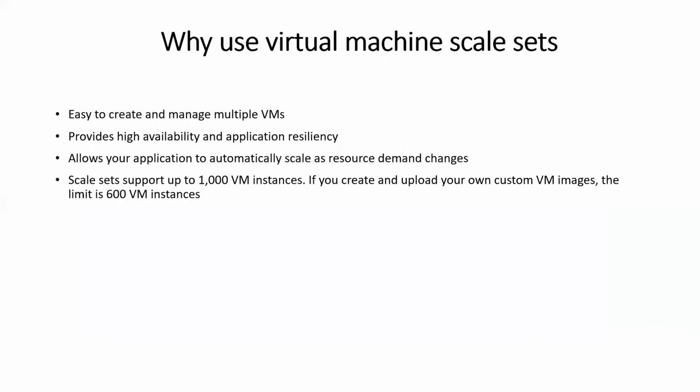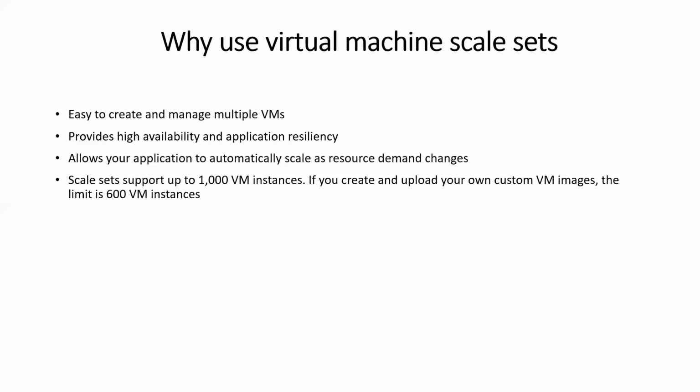Now let's talk about why we need to use virtual machine scale sets. It's easy to create and manage multiple VMs. When you create a scale set, you just need to mention the number of VM instances that you want to have. It provides high availability and application resiliency. So if you have an application server, you can have multiple instances of that, so that if one application server goes down, then you have other application servers to provide you resiliency.